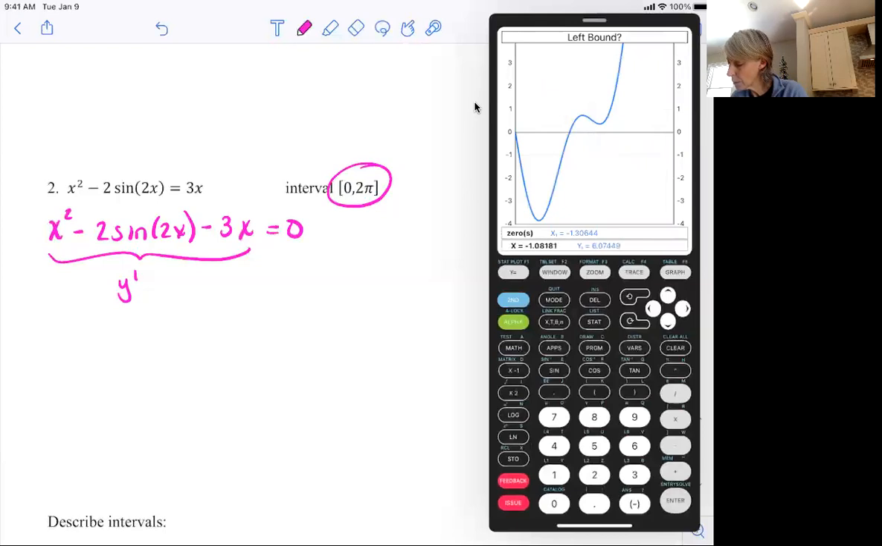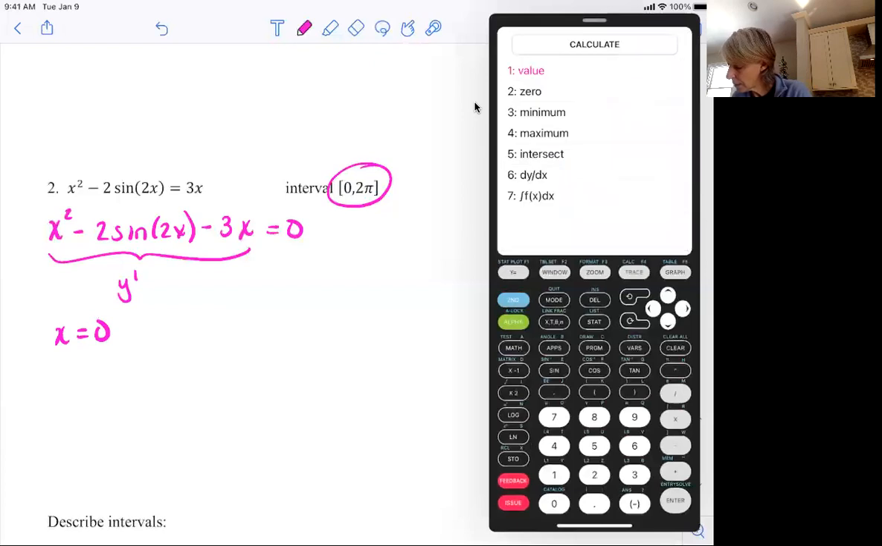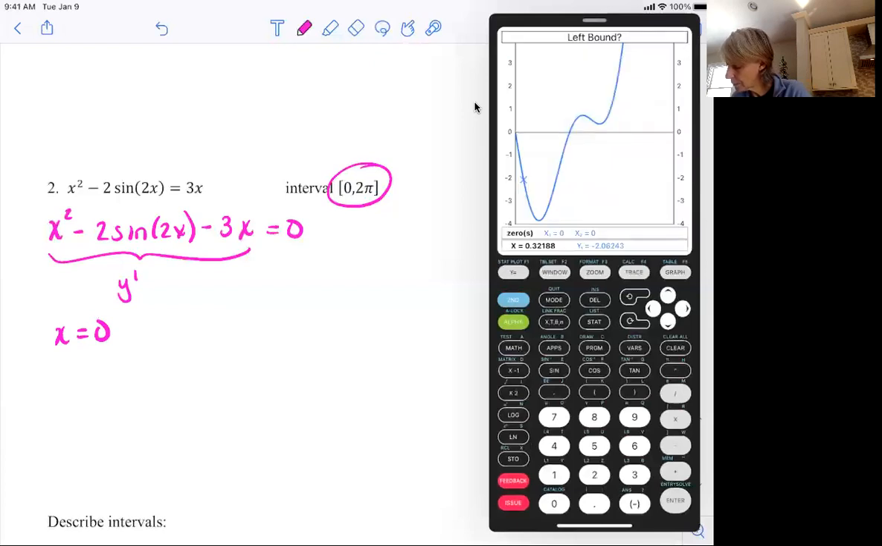Because I made my window a little bit too. Enter, right bound, enter. And my 0, if you see, it is at 0. It's kind of obvious from the picture. So I have one x-intercept at 0. And my next x-intercept is 2.148.